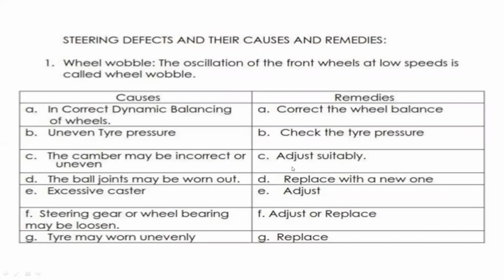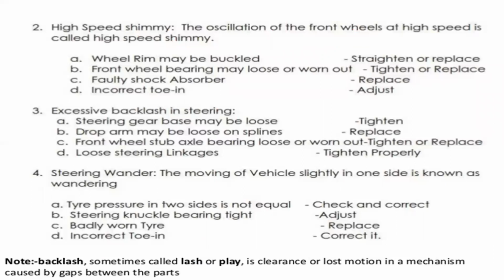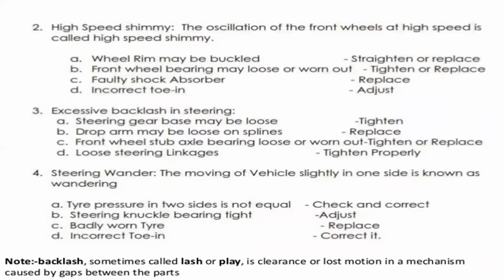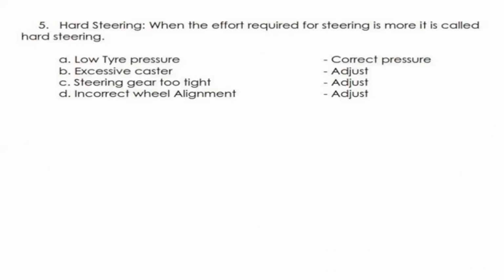And what are the steering defects and their causes and remedies? That is wheel wobble, high speed shimmy, excessive backlash, steering wander. These are the different defects and causes of the steering system. Hard steering: when the effort required for steering is more, it is called hard steering. Low tire pressure, excessive caster, steering gear too tight, incorrect wheel alignment. These are the defects of the steering system.